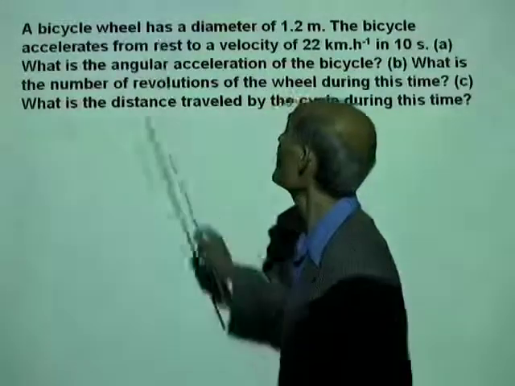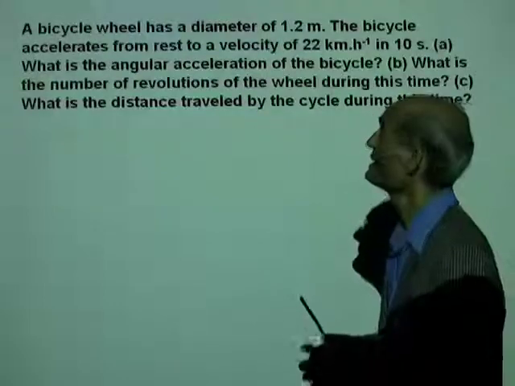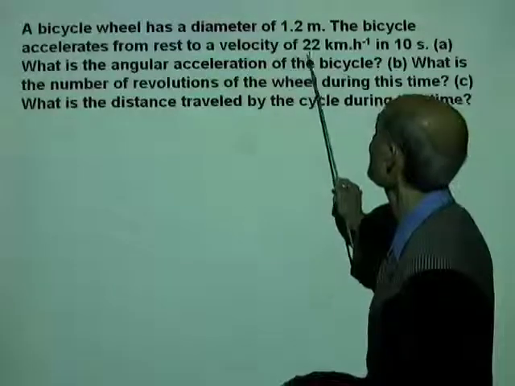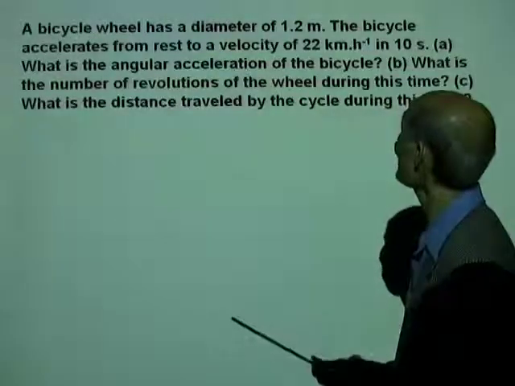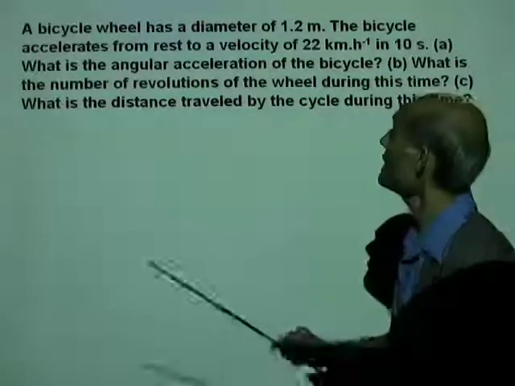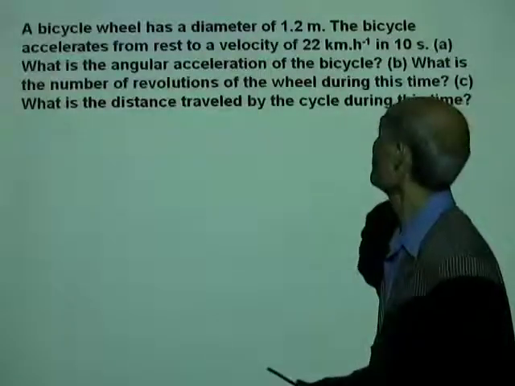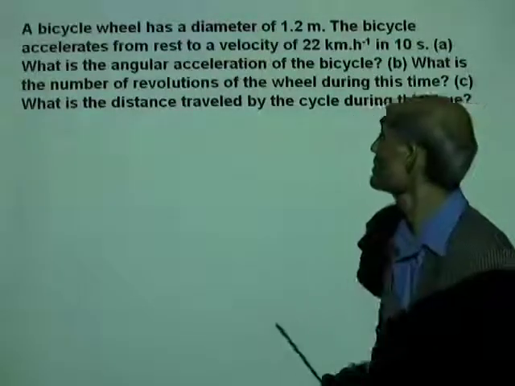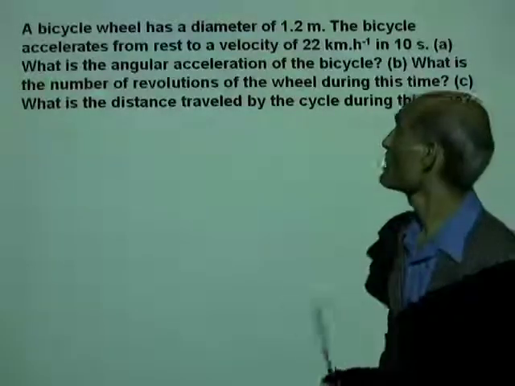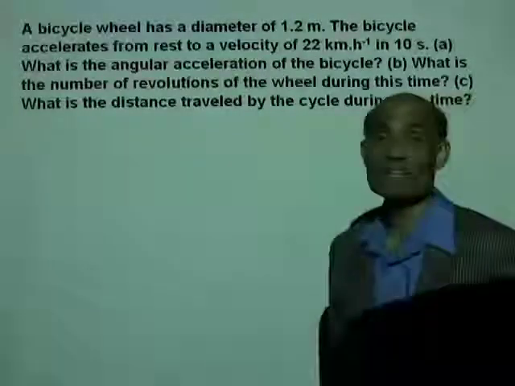A bicycle wheel has a diameter of 1.2 meter. The bicycle accelerates from rest to a velocity of 22 km per hour in 10 seconds. A. What is the angular acceleration of the bicycle? B. What is the number of revolutions of the wheel during this time? And C. What is the distance traveled by the cycle during this time?